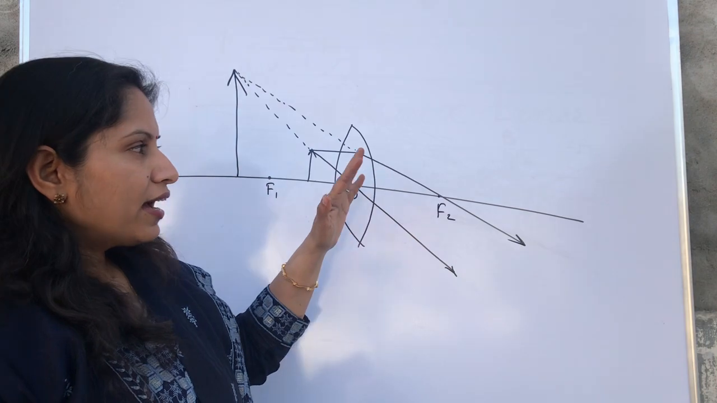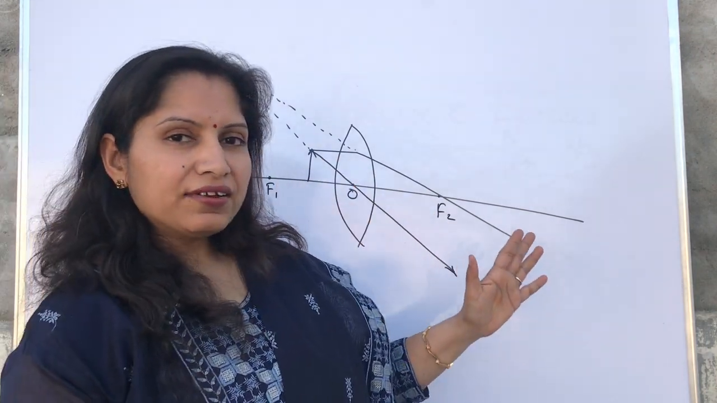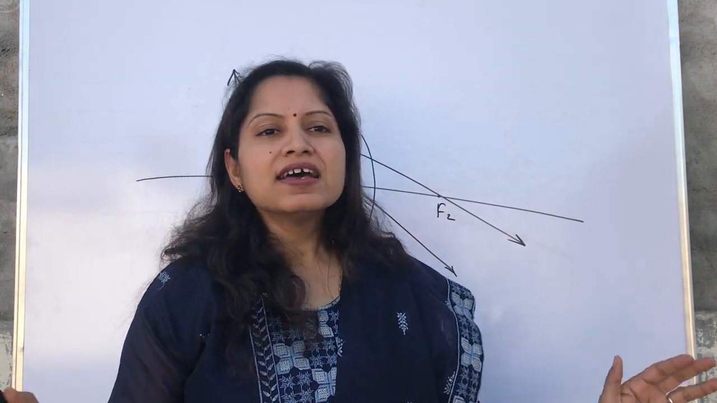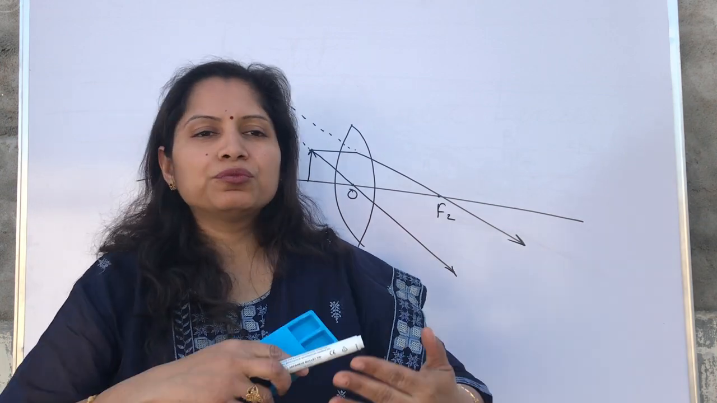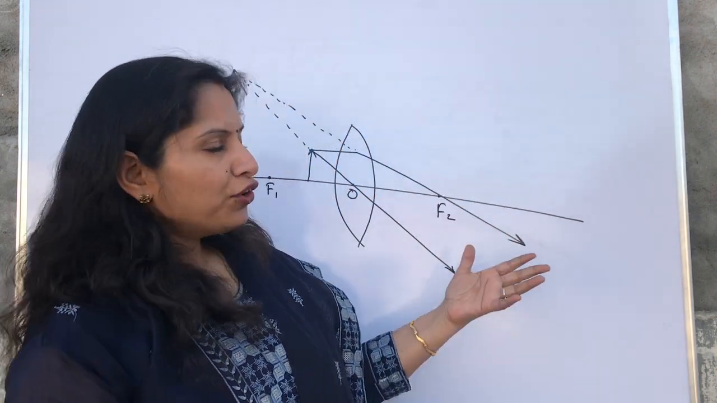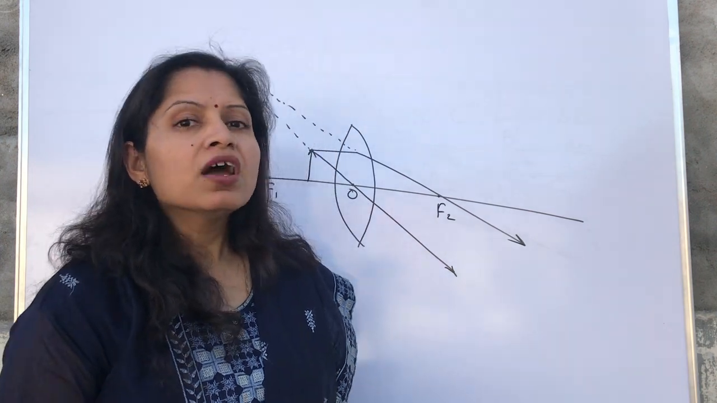So that's all about the ray diagrams of convex lenses. I have tried to move that very quickly so that it doesn't waste your time also. So that's all for today. That's all for convex lenses. In the next video, we will discuss the concave lenses and their ray diagrams.